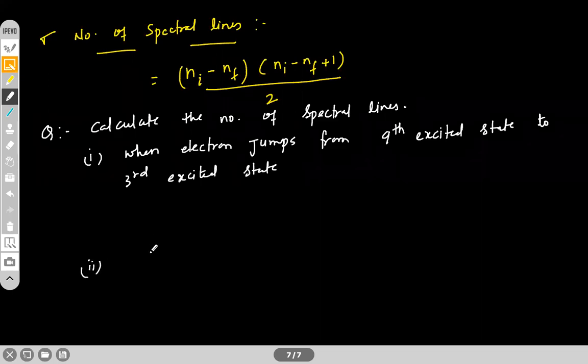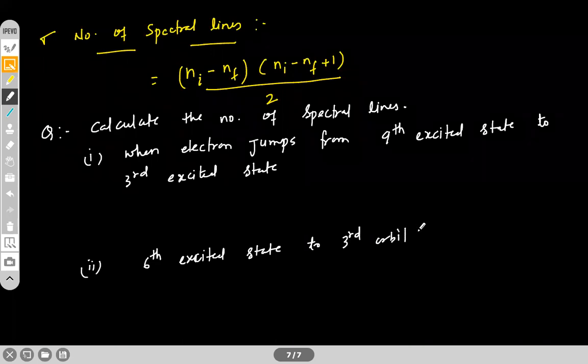When the electron jumps from the sixth excited state to the third orbit. Try this too.